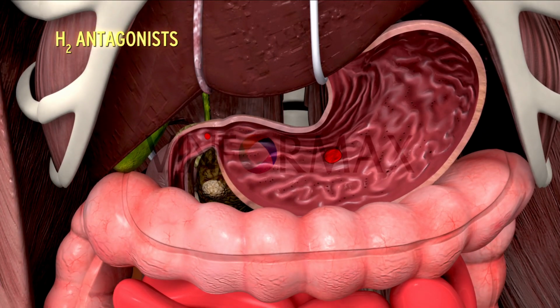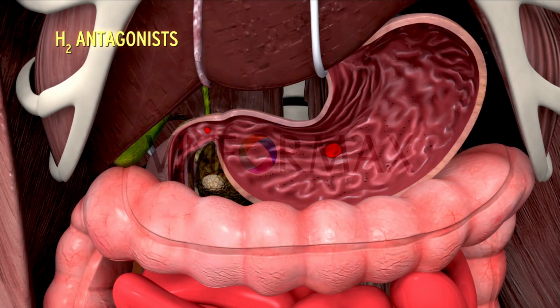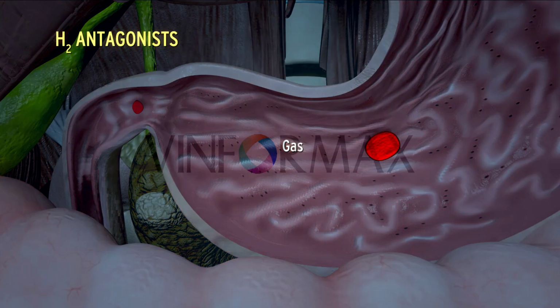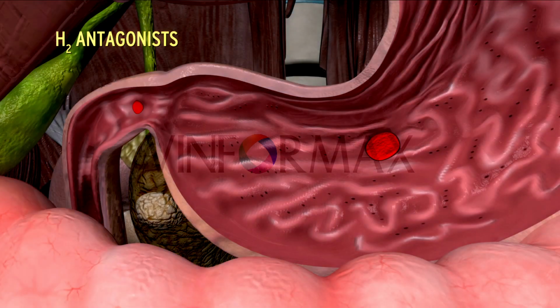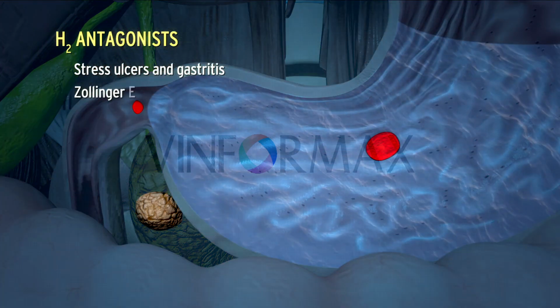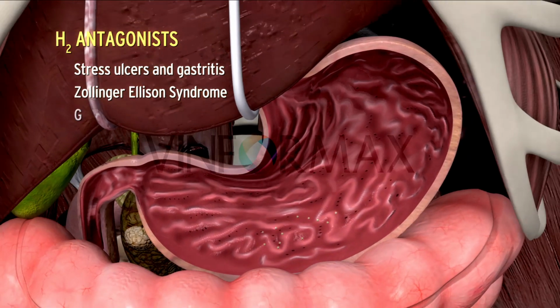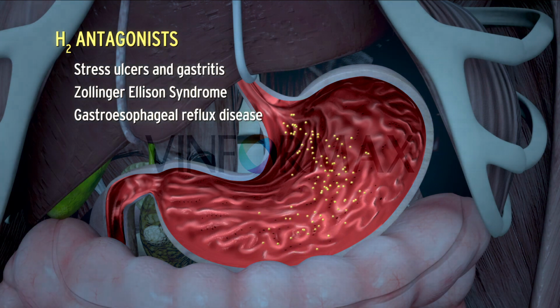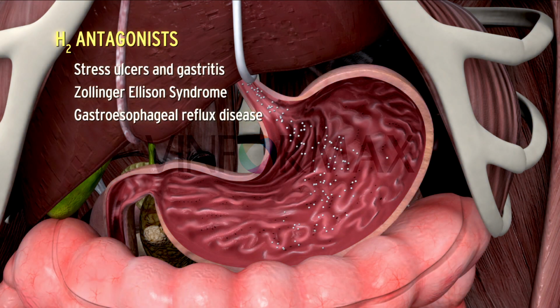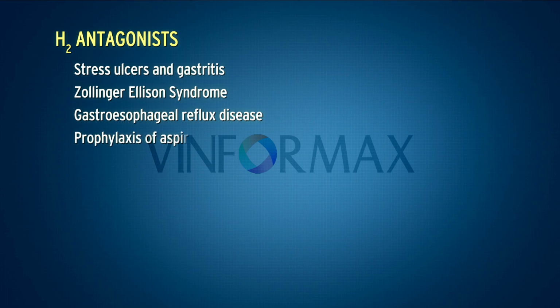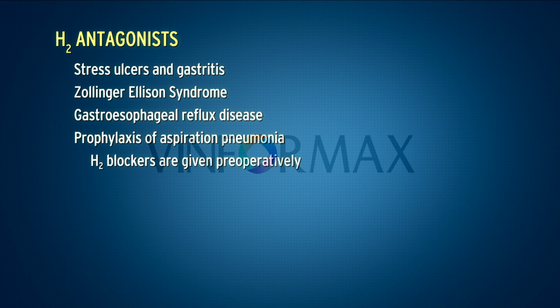Uses: it can be used for duodenal ulcer, gastric ulcer. Healing rates are a little lower when it comes to gastric ulcer, stress ulcers and gastritis. Zollinger-Ellison syndrome: in high doses it controls acidity. Gastroesophageal reflux disease: it affords symptomatic relief. Prophylaxis of aspiration pneumonia. When H2 blockers are given preoperatively, it reduces the risk of aspiration of acidic gastric contents during surgical procedures.